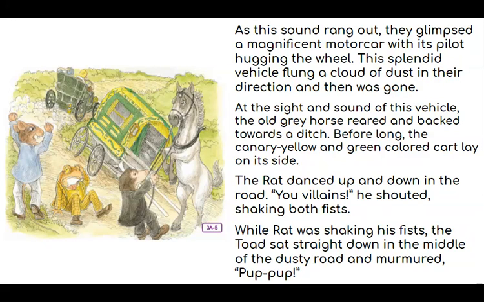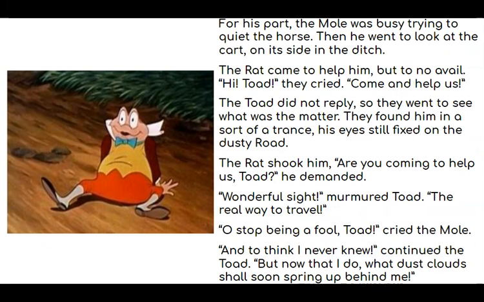At the sight and sound of this vehicle, the old gray horse reared and backed towards a ditch. Before long, the canary yellow and green colored cart lay on its side. The Rat danced up and down in the road. "You villains!" he shouted, shaking both fists. While Rat was shaking his fist, the Toad sat straight down in the middle of the dusty road and murmured, "Pup, pup."